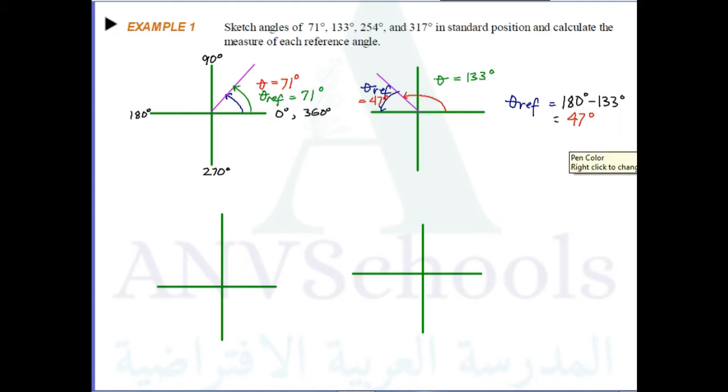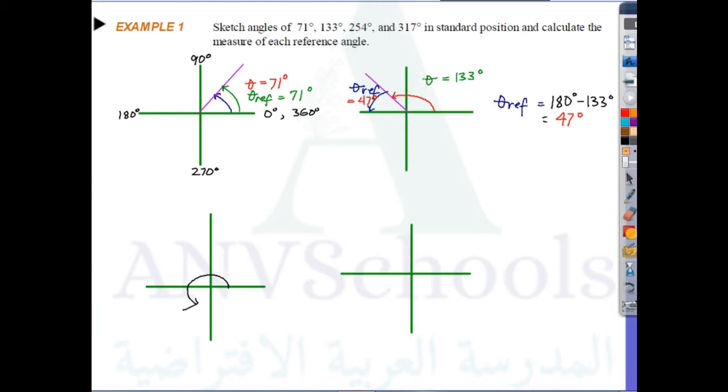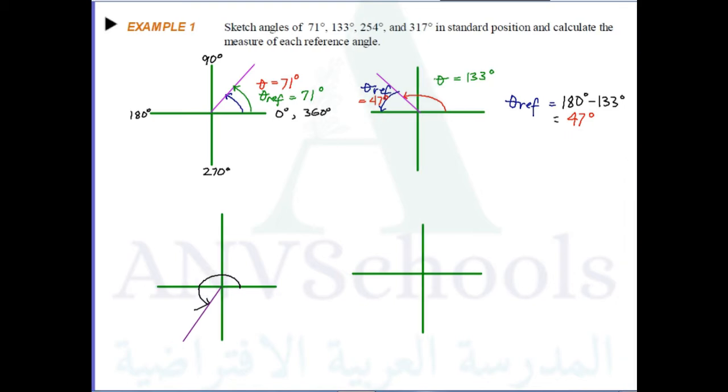Okay, next we have 254 degrees. So 254 degrees is in between 180 and 270 degrees. So it's from here up to here, forming the angle from a standard position. We will have something like this, and our theta will be this. This would be our theta, and that's equal to 254 degrees.